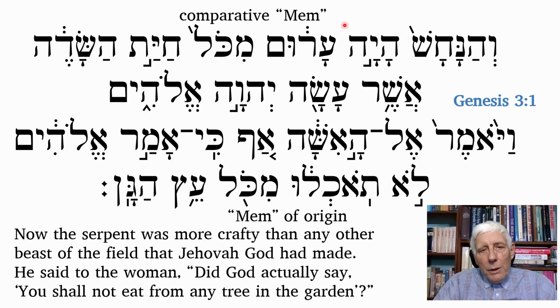And so we have a comparative mem up here, mikol, and a mem of origin down here, mikol, from. You can take the word from and translate that as the mem of origin here, and this one would be more comparative: more, or smarter, or craftier. So this is a comparative mem, and this one's a mem of origin. They're both mems, and both of them carry out a function. This one carries it out just a little bit more in relationship to the rest of the passage.